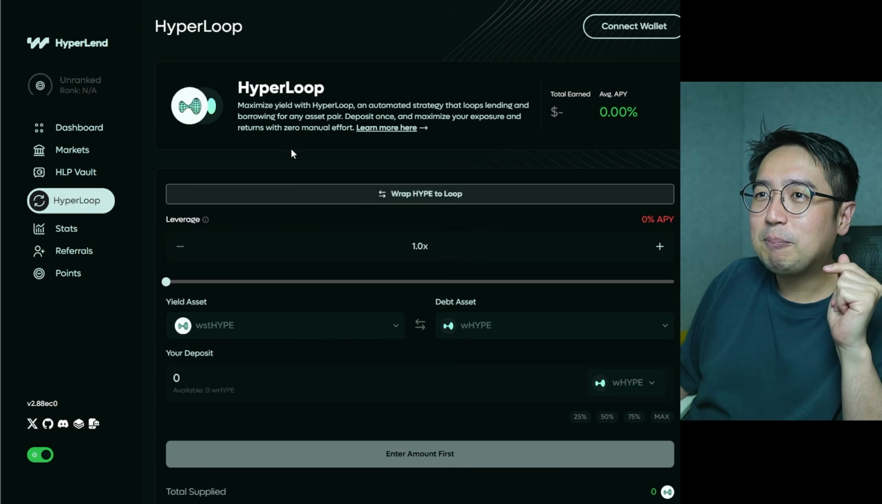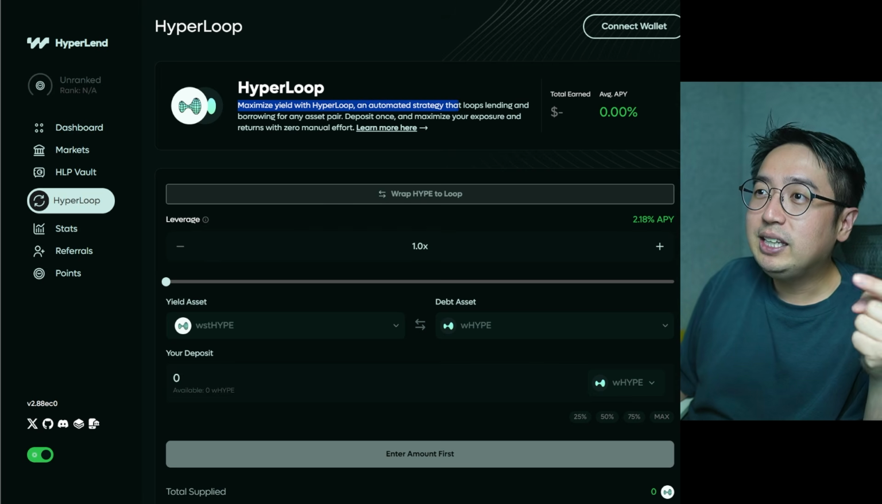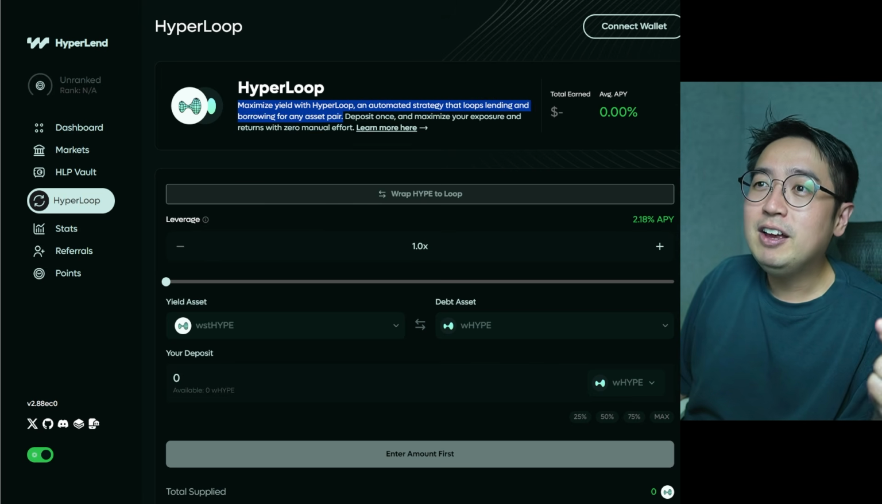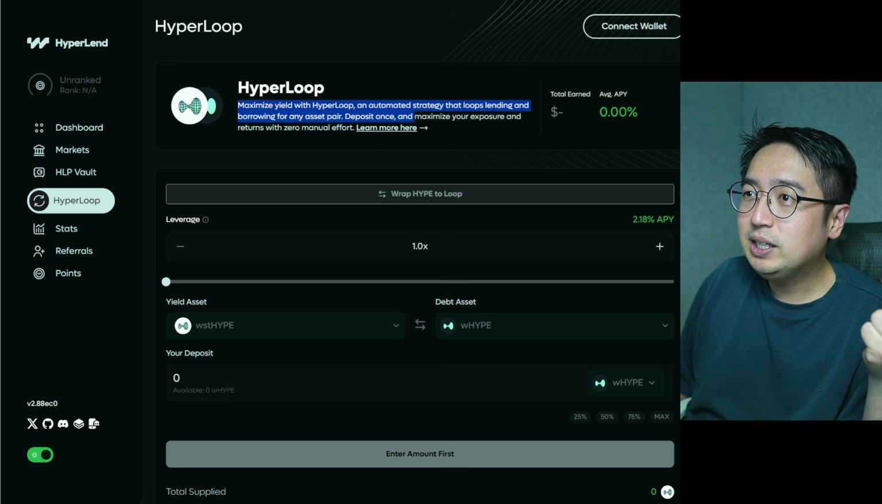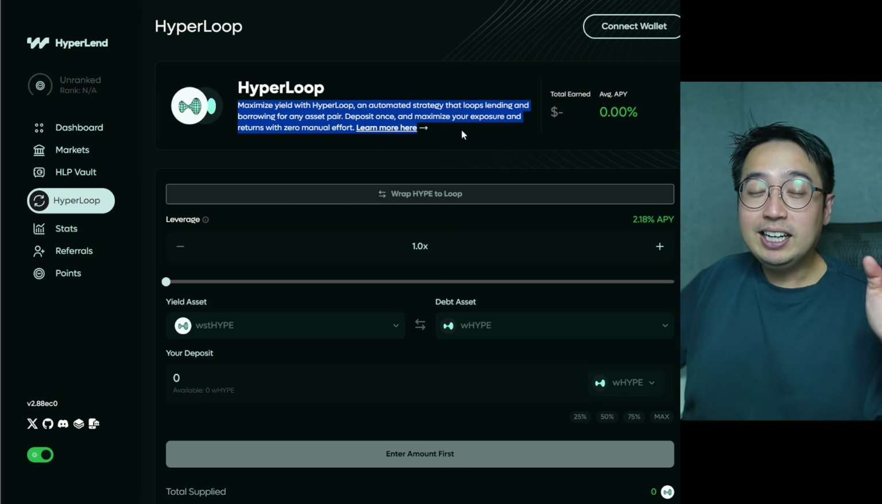So if we go into Hyperloop, maximize yield with Hyperloop, an automated strategy that loops lending and borrowing for any asset pair. Deposit once and maximize your exposure with zero manual effort. Yes, that does make it easy, but when you do this, you kind of leverage your position a lot. And if there is any fluctuation in the price of whatever you're doing, that can cause you to be liquidated. So just understand that risk before going too crazy with this.